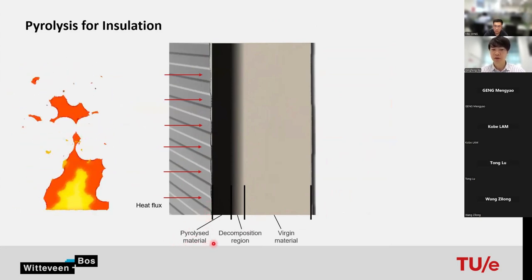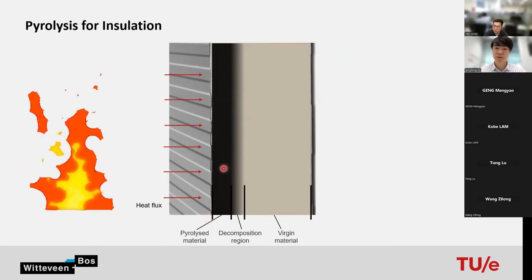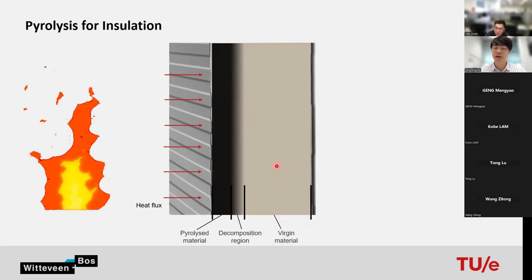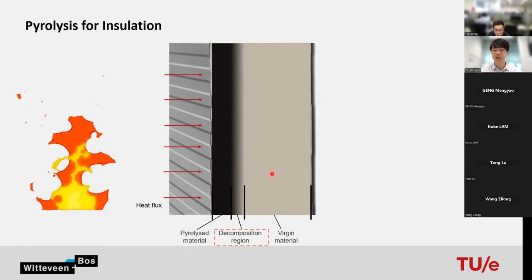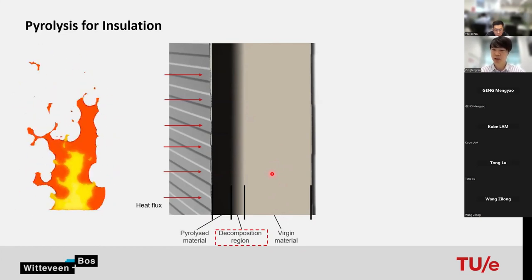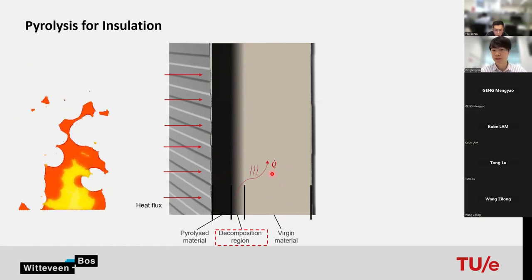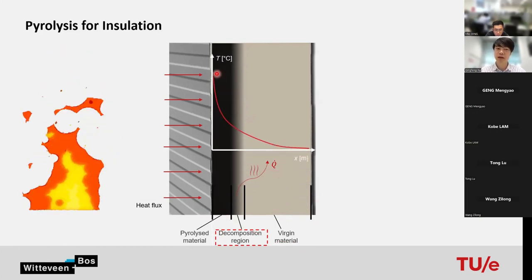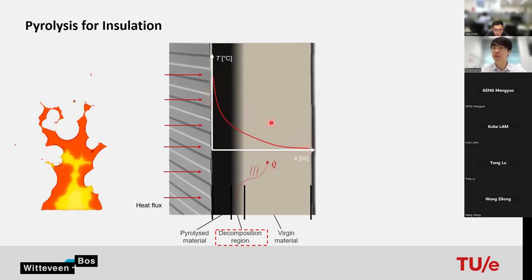So the dark side, we call it pyrolyzed material, which means within this part, the whole material will be charred. And we also have the virgin material, where the chemical reaction has not happened yet. But the most interesting part is the decomposition region, where the decomposition, or we call it the pyrolysis behavior, happens, which may release or absorb a lot of heat. Only when we consider this behavior can we more accurately predict the temperature distribution over the thickness for the insulation layer.